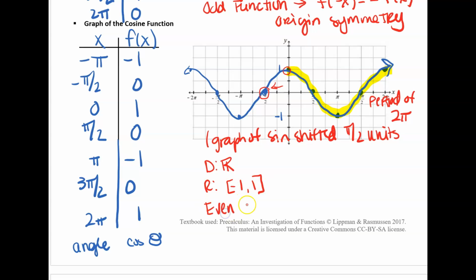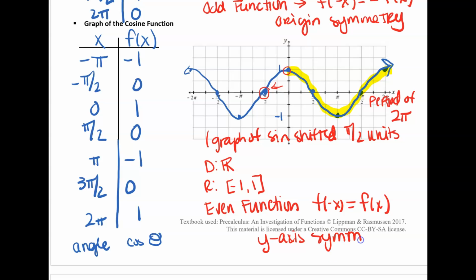Now this one, compared to the other one, is an even function, meaning f of negative x is equal to f of x. And this one has, instead of origin symmetry, y-axis symmetry. And so I want to begin to kind of play with what is sine, what is cosine, and what could we do with this.